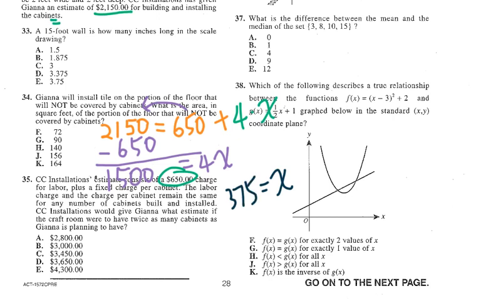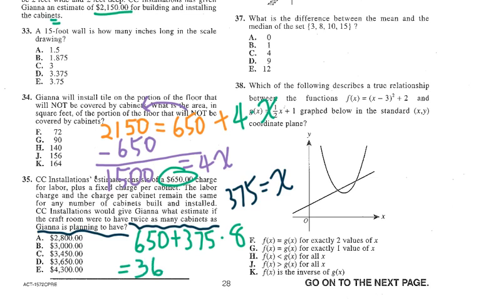Diana's friends want to install twice as many cabinets as Diana is planning to have. Therefore, how much for that? The labor fee will stay. Therefore, you have 650 plus 375 times 8, because that's twice, and your answer will be $3,650. Therefore, D will be the answer.